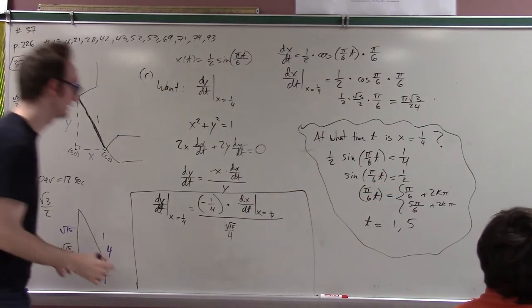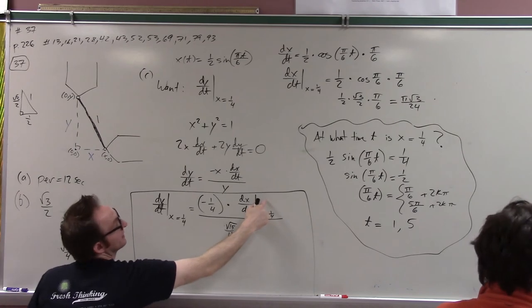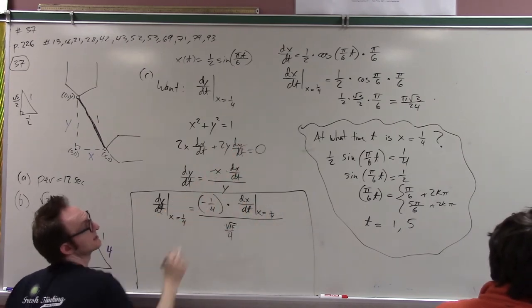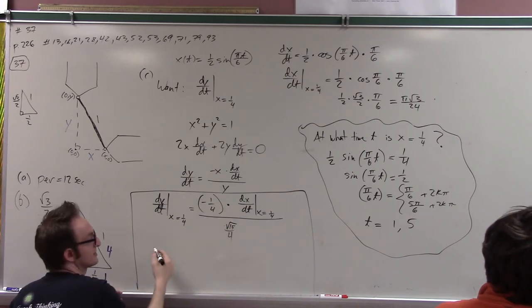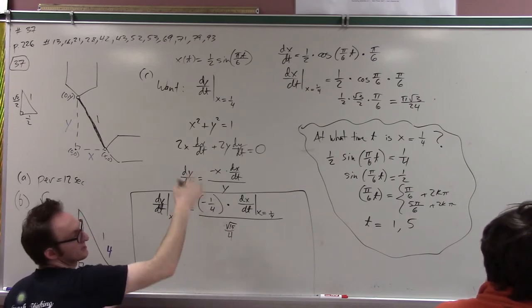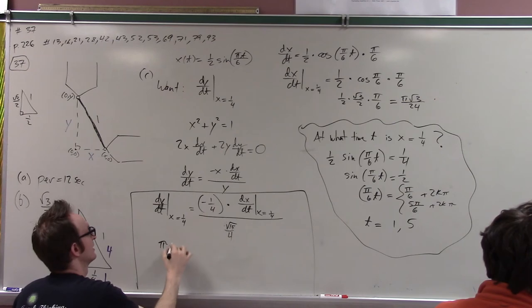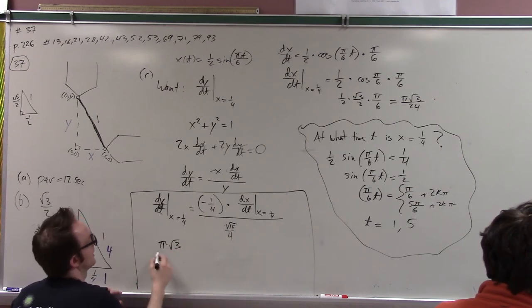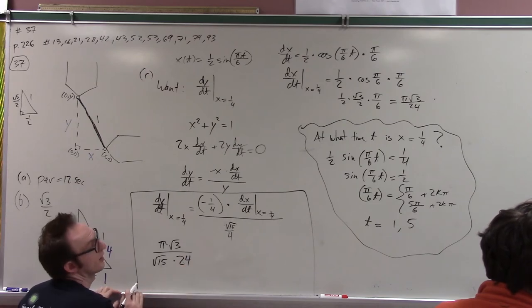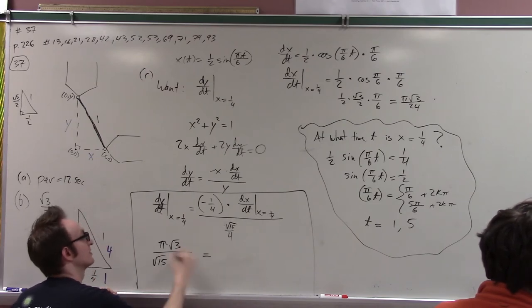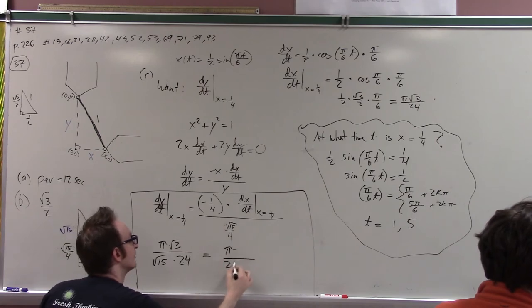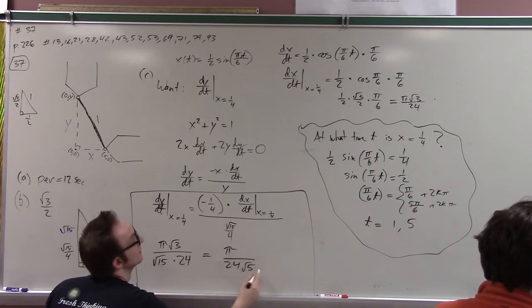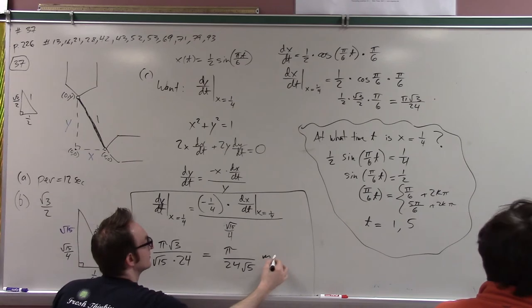And now finally, I can plug that in here, because that is dx/dt when x is 1/4. So the final answer is, let's see, the 1/4 cancel. And the negative, I'm just going to blow it off because whatever. So it's going to be pi root 3 over root 15 times 24. And you can even cancel the root 3 from the top and bottom. So the final answer is pi over 24 root 5. And the units are meters per second.